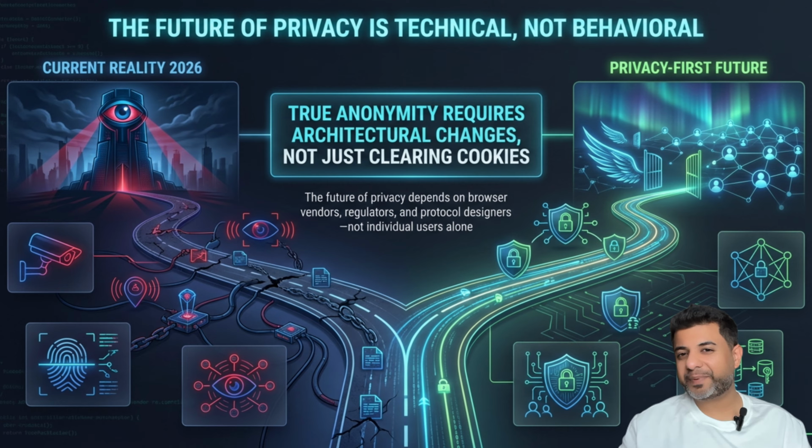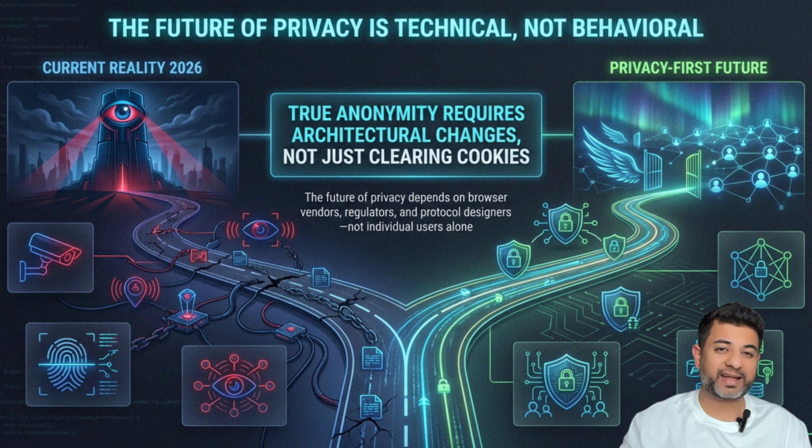But getting there doesn't depend on you clearing your cookies or using incognito mode. It depends on browser vendors building privacy by design, on regulators creating enforceable standards, on protocol designers embedding anonymity at the infrastructure level. True anonymity requires architectural changes, not behavioral ones. The future of privacy is technical, not behavioral. Individual users can't solve this alone. We need Google, Mozilla, Apple, and governments to prioritize privacy over profit. Until then, stay informed, use the defenses we discussed, and demand better from the companies controlling your digital life.